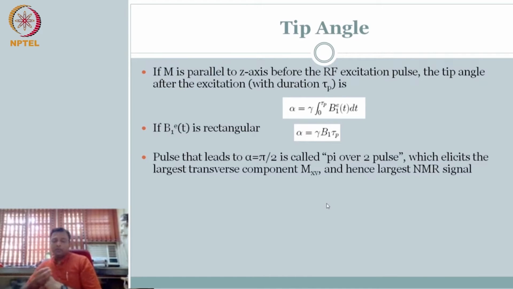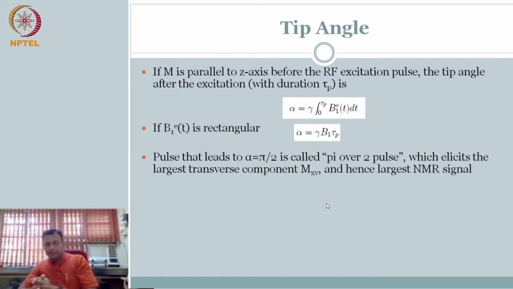So now we introduce some jargon. We talked about this: your magnetization vector, when it falls on the floor. Remember the signal magnitude had a sine alpha. So you get maximum signal when alpha is 90 degrees or pi by 2. Therefore, any pulse that you apply to push the magnetization vector by pi by 2, or make alpha equal to pi by 2, is called a pi by 2 pulse. Very intuitively named: pi over 2 pulse.